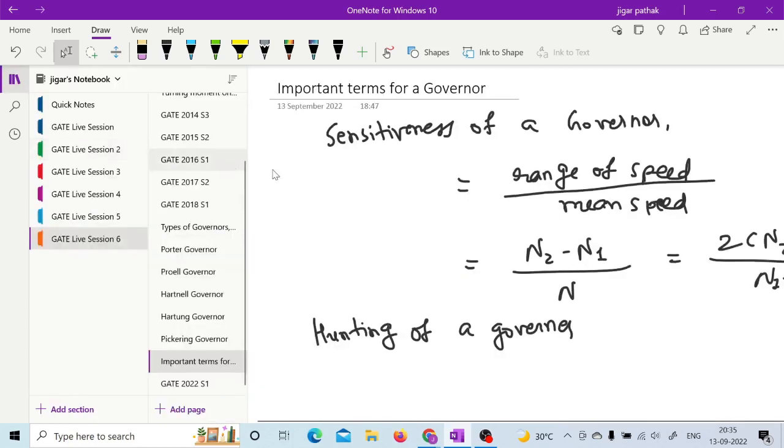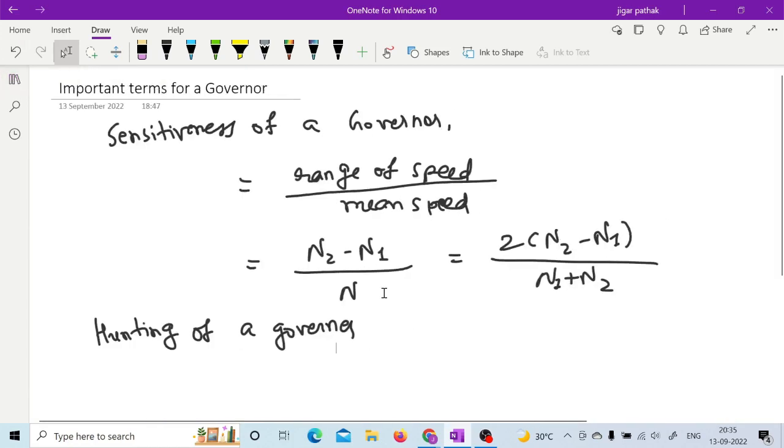Sir, is hunting good? No, hunting is not good. It should be avoided, because otherwise your sleeve will wear, right? Because continuous movement of the sleeve will be there, it gets worn, and you cannot have that equilibrium speed, which is actually ideal. It should keep running at that equilibrium speed. So hunting of a governor should be avoided, right?